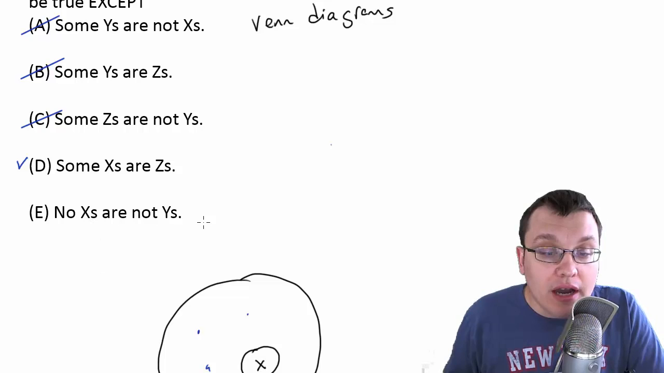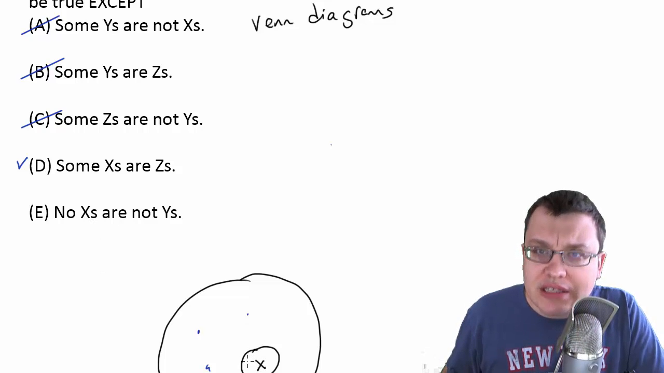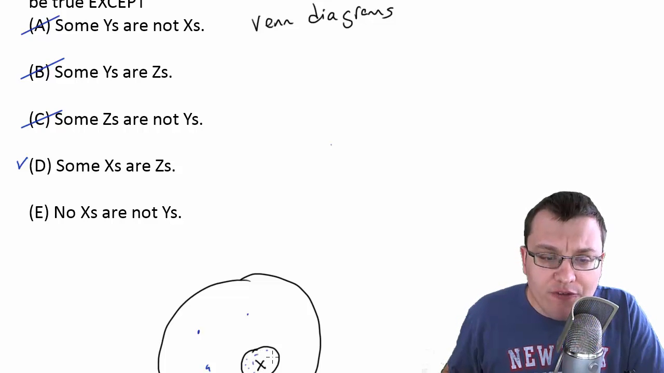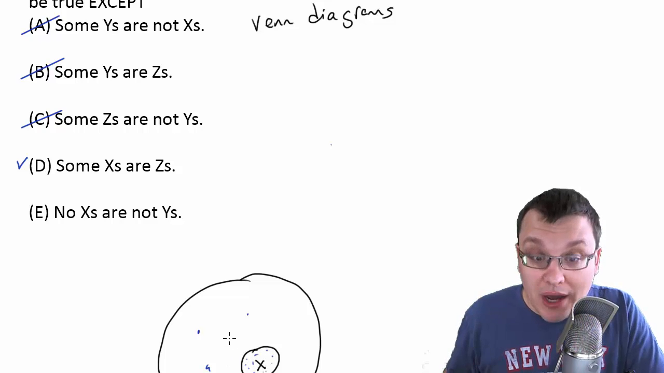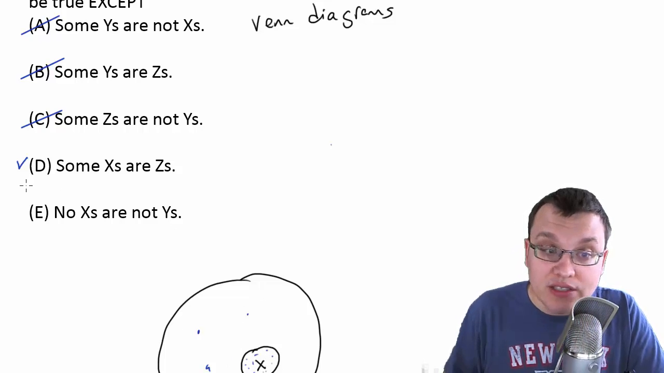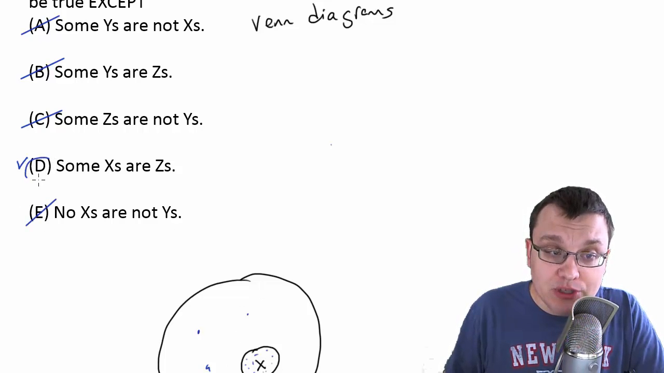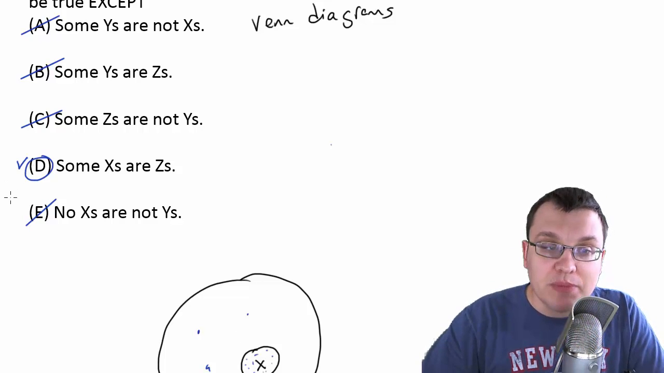Choice E: no x's are not y's. This is really just rephrasing the original statement. If all x's are y's, then there can be no x that isn't a y. All the x's are contained in the y circle. So E must be true, and our answer here must be D.